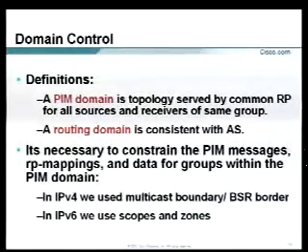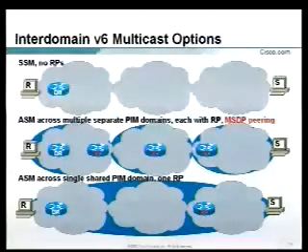There are some definitions to be aware of. A PIM domain is a topology served by a common RP. So if we have one big fat happy PIM domain within the internet, we have a bunch of different routing domains, of course, based upon the AS, but one big PIM domain. Is that what we want? Well, time will tell. And I've mentioned scopes and boundaries, so I'll pass on that one.